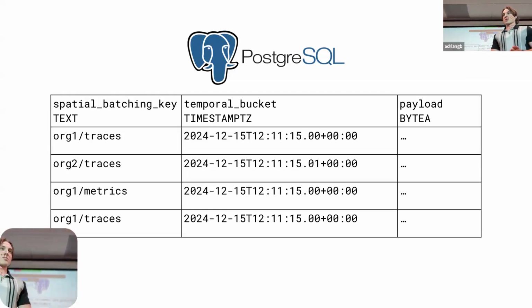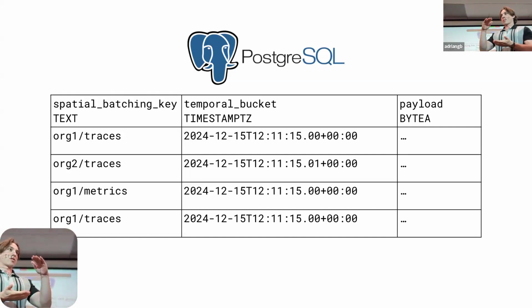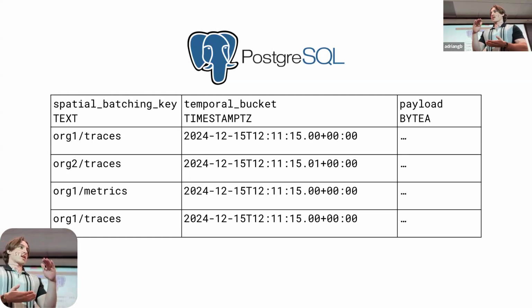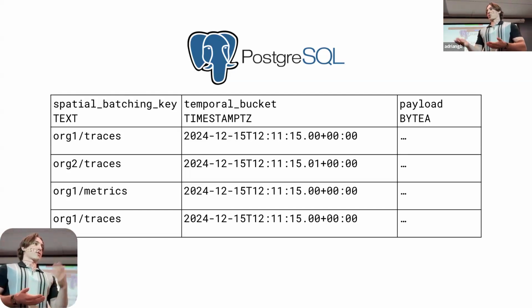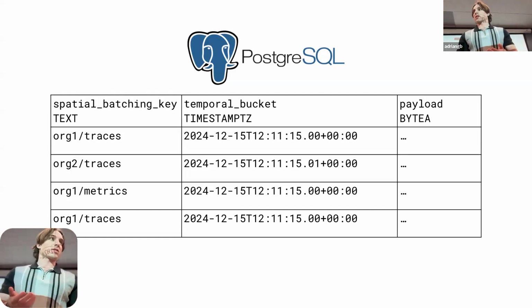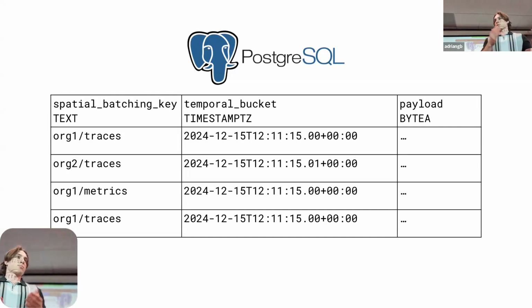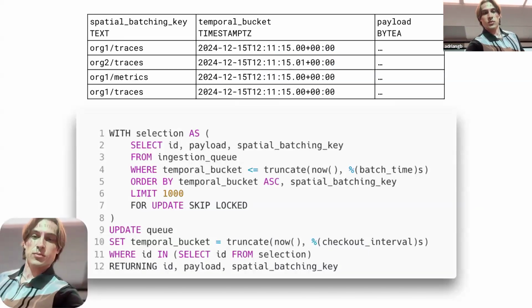What we do with that is we say within a second time window, we try and grab data from the same spatial batching key, but we always get the latest temporal window. So if we have one organization sending us a ton of data and another one sending us small amounts of data, we may prioritize the larger one within a second, but over a period of more than a second, we're fair in ingesting data. And that lets us get really good batching while still guaranteeing like a 1 second time window.